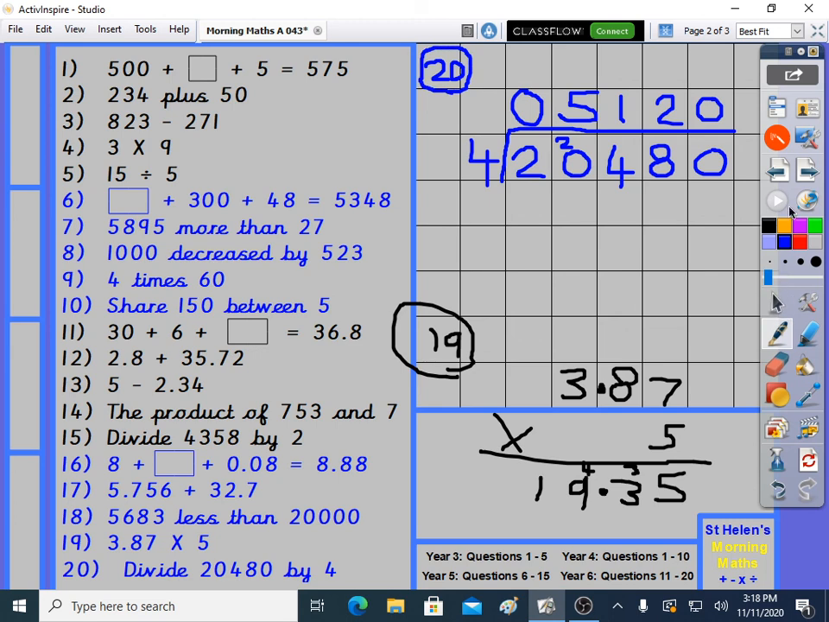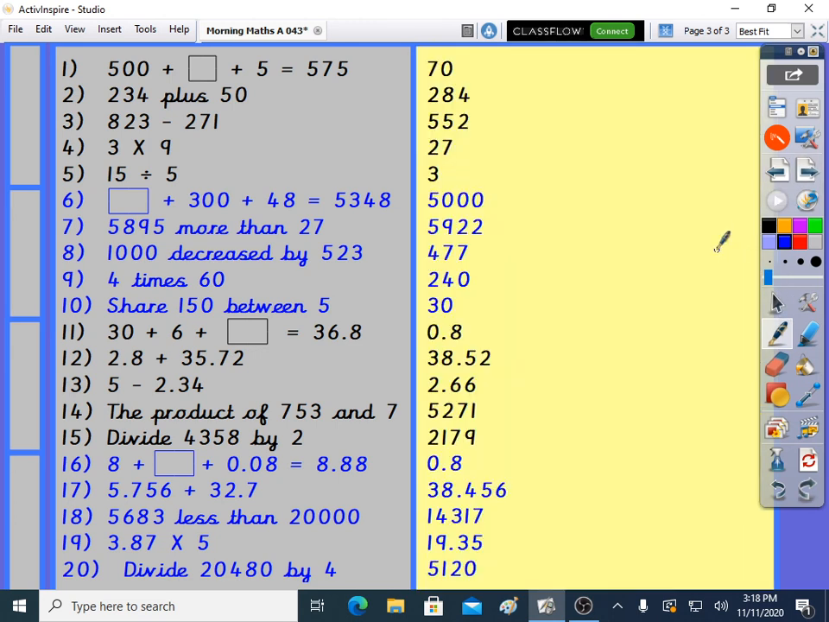Let's just get our answers for today. 5,120 and all the others. Hopefully these are all correct. Let me know if they're not, or let someone know if they're not.